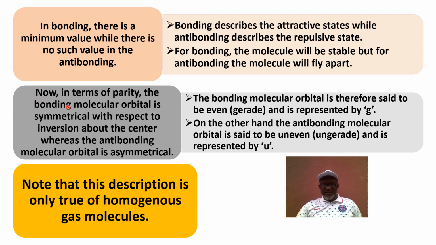Now, in terms of parity, the bonding molecular orbital is symmetrical with respect to inversion about the center, whereas the antibonding molecular orbital is asymmetrical. Therefore, the bonding molecular orbital is said to be even, and we'll call that gerade, represented by g. We will see the usefulness of this in the electronic configuration. On the other hand, the antibonding molecular orbital is said to be uneven and is represented by u. Note that this description is only true of homonuclear diatomic molecules. So we have gerade and ungerade molecular orbitals when they are even or odd, respectively.